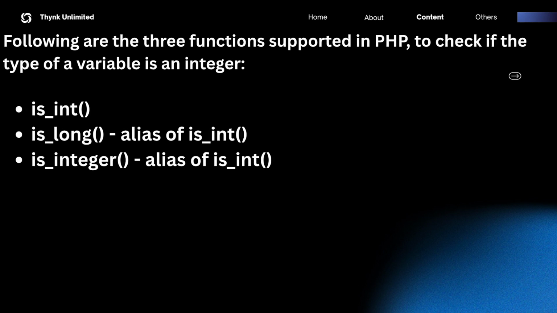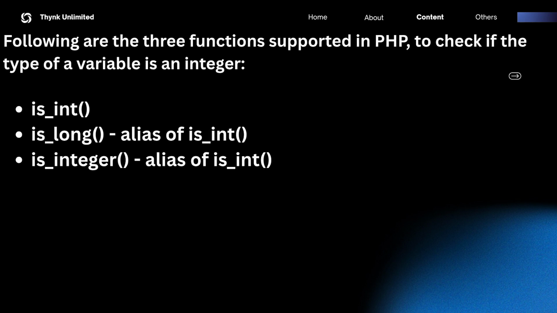In this example, $num1 is an integer, so is_int returns true. $num2 is a float because it contains a decimal, so it returns false. $num3 is a string even though it looks like a number, so it also returns false. This shows how PHP strictly checks the data type, not just the value. Using the aliases is_long and is_integer: both are simply alternative names for is_int. They behave exactly the same way.